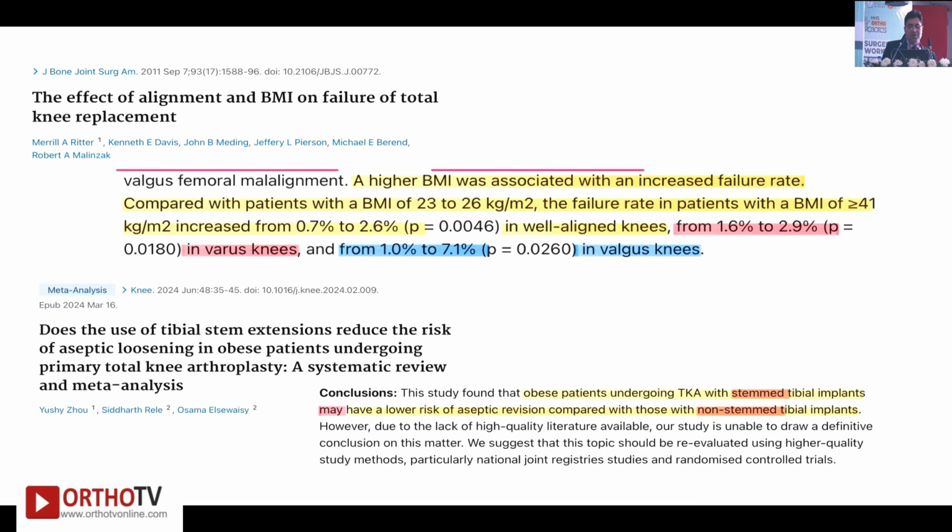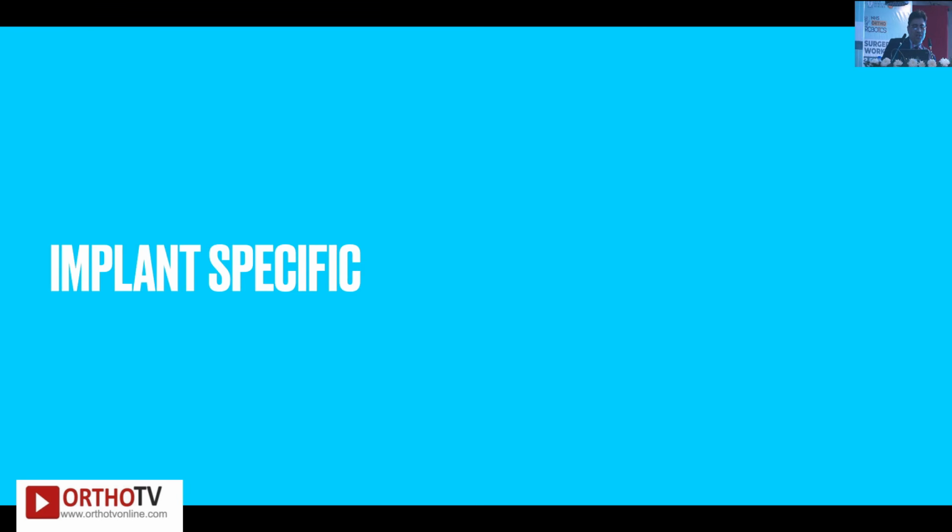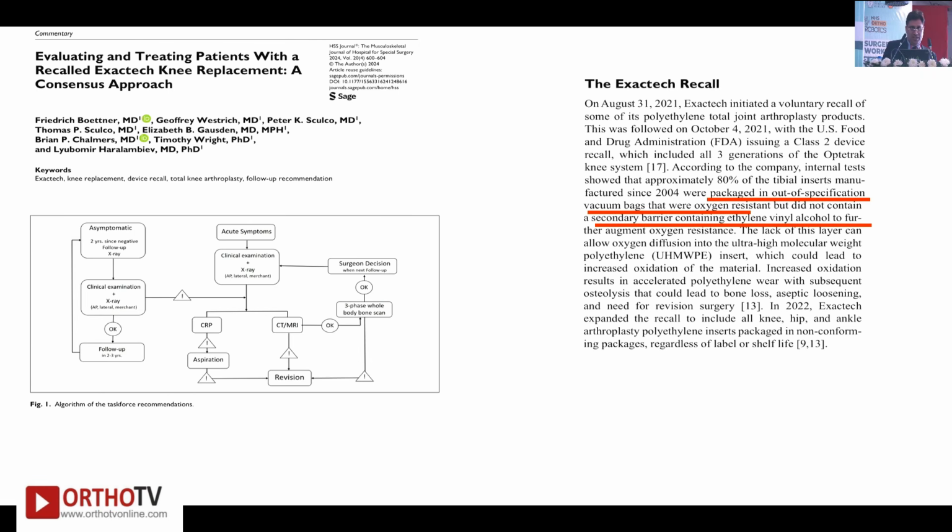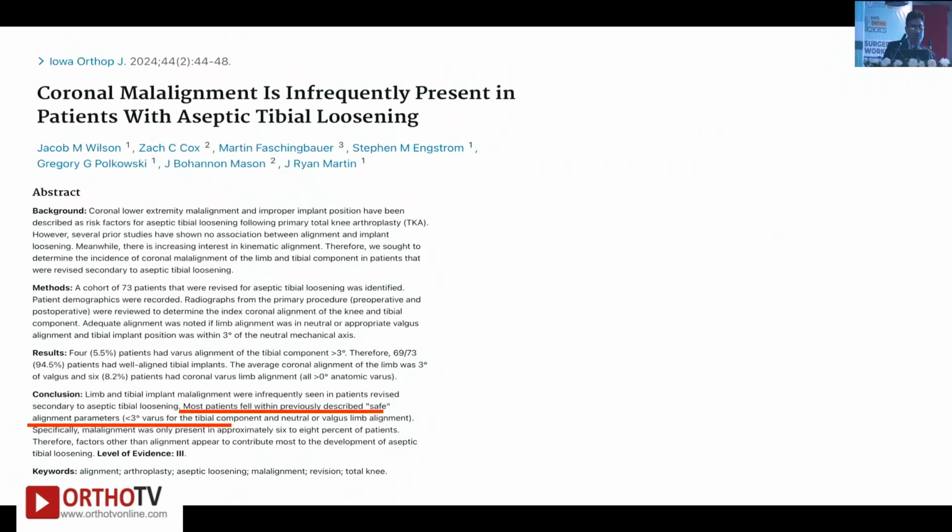Systemic review, stemmed tibia: there was a systemic review, and out of 6,000 knees, they concluded that it lowers the risk of aseptic loosening if you stem the tibia in obese patients, but we need better literature for more documentation. Implant specific, we have all seen the Exotec failure. That was a problem with the packing material that led to massive osteolysis and aseptic loosenings.